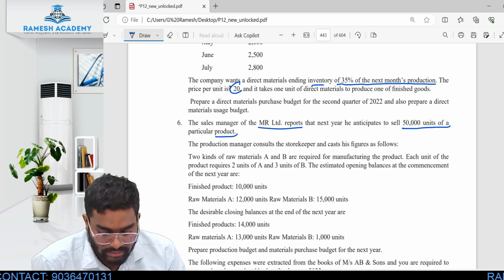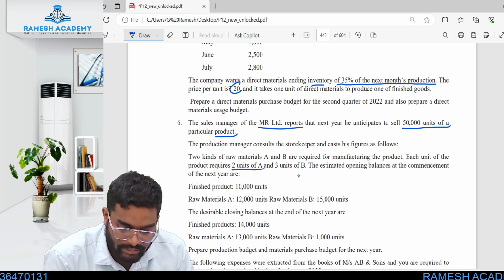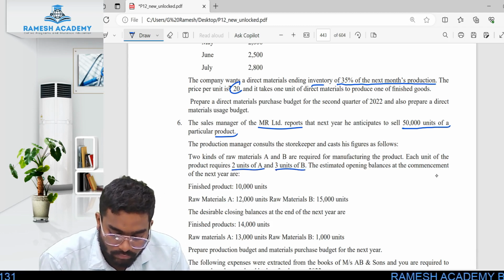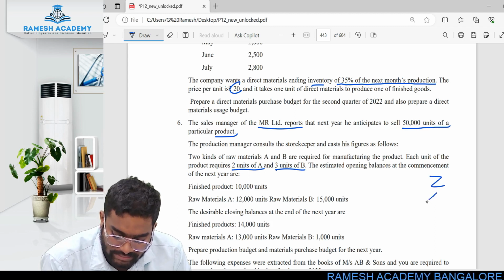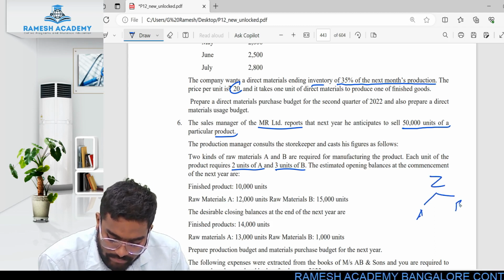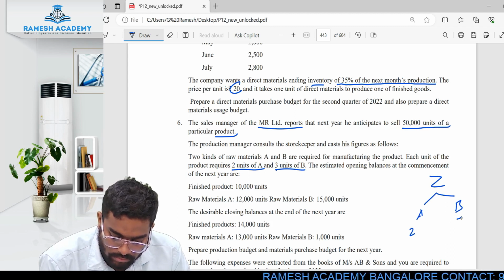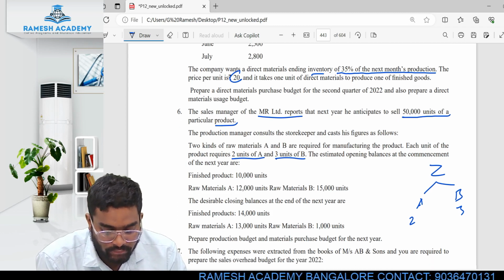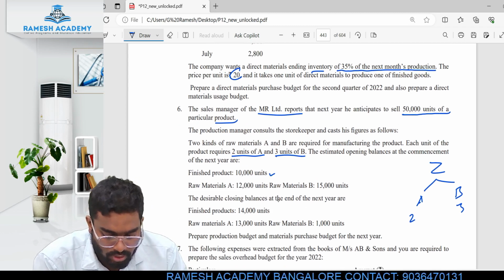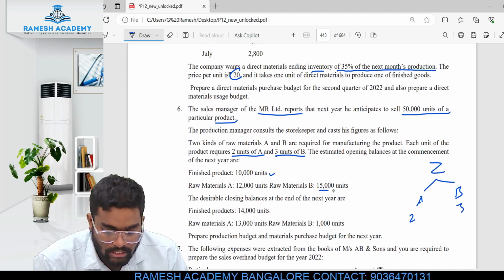Two kinds of raw material, A and B. Each unit of product requires 2 units of A and 3 units of B. So now you are producing one product. Let's name it Z. So Z requires both A and B: A 2 units, B 3 units. Okay, done. The estimated opening balances at the commencement of the year: finished goods we have 10,000, raw material A we have 12,000 and B we have 15,000.